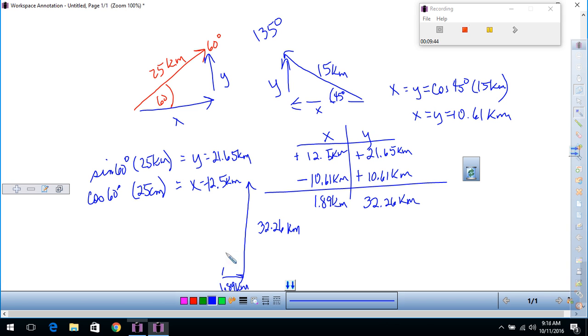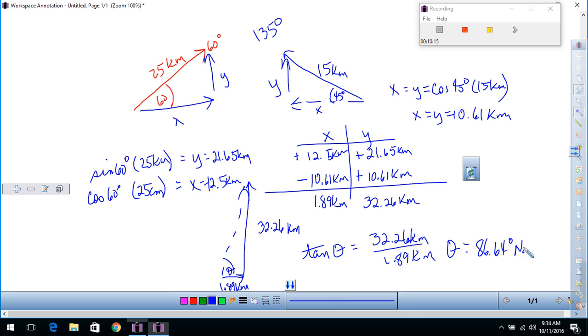Pythagorean theorem will give me my resultant. And then that angle, tangent of theta, is going to be very large, 32.26 kilometers on top and 1.89 small kilometers on the bottom. To get your angle, 32.26 divided by 1.89, second tan, second answer. 86.64 degrees, which makes complete sense because that's the angle that is north of east. And your motion is all pretty much north. You don't have much to the east, so that should make sense. All right.